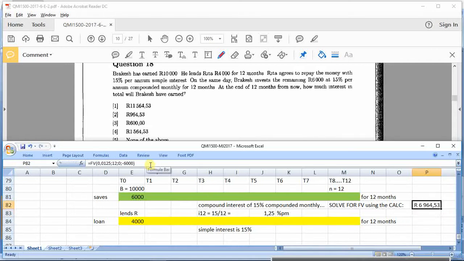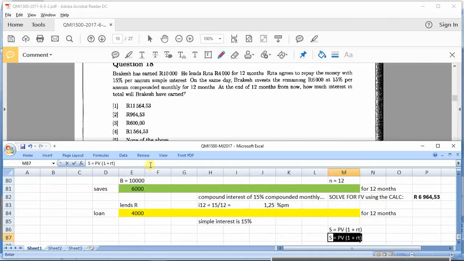Okay, there's the future value. Alright, that's this future value. Here at the bottom, we want to know what the future value is. So S equals PV brackets 1 plus RT. What is the PV? 4,000 times 1 plus the rate, which was 15%. That was for 12 months, which is 1 year, so times it by 1.